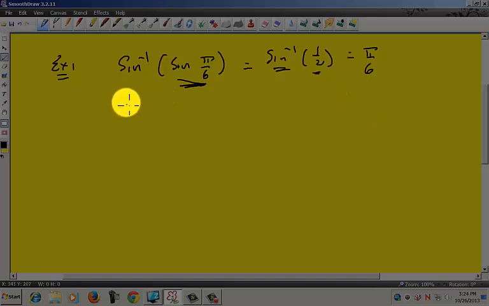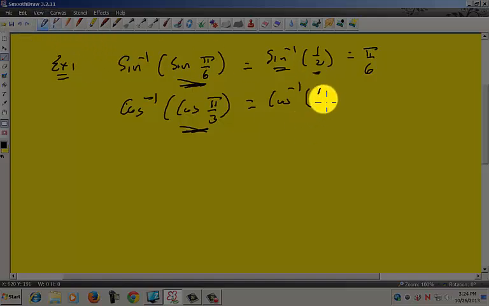Okay, that's easy. Okay, what about cosine inverse of cosine of pi over 3? Well, first let's find that. What is cosine of pi over 3? Well, cosine of pi over 3 is 1/2. And then what is cosine inverse of 1/2? That's going to be pi over 3.